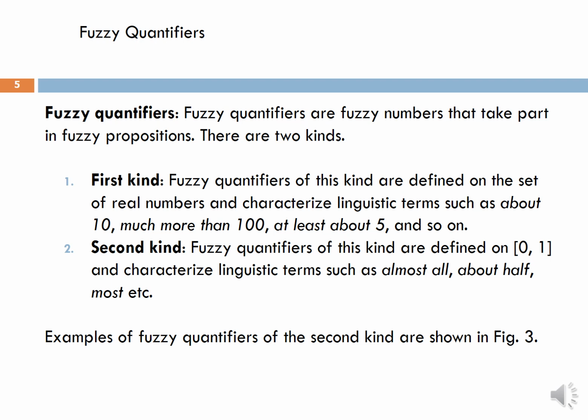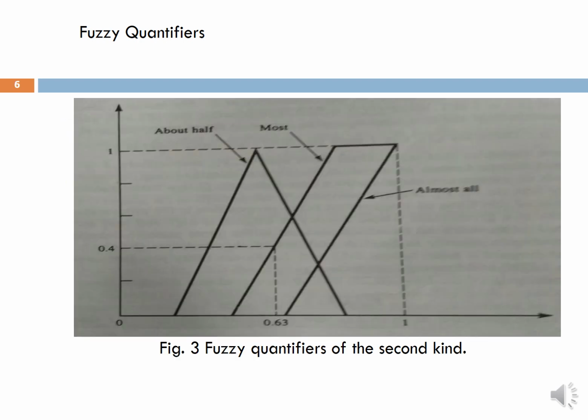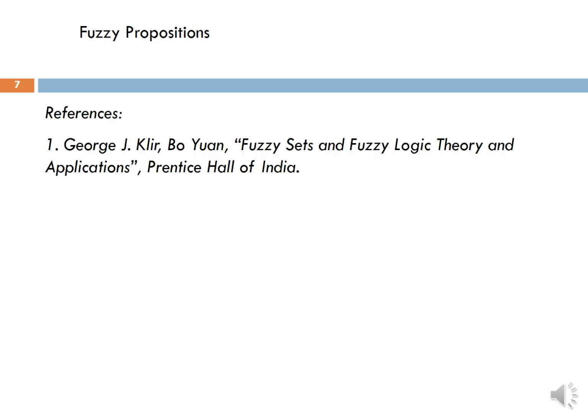These examples are shown in figure 3, which shows fuzzy quantifiers of the second kind. You can see 0, 0.4 and 1. The second kind has 0 and 1 as an interval, and this is about half and this is most. Three predications are given: half, most, and almost all. These are the fuzzy quantifiers of the second kind. I think you have understood what fuzzy quantifiers and fuzzy propositions are.